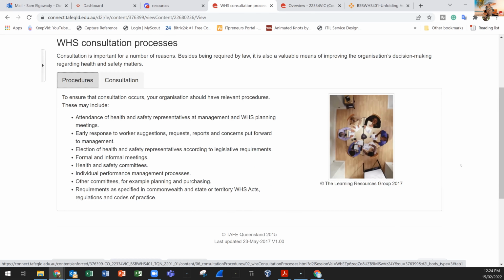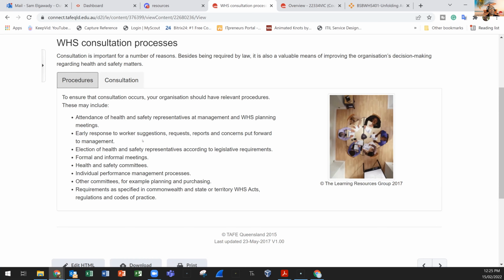So, election of health and safety representatives according to legislative requirements, formal and informal meetings. Some of you mentioned that in the previous session. Health and safety committees. Of course, we have a department for health and safety with full structure and team members and managers. In our organization, individual performance management processes. So we have processes for individual performance. Other committees, for example, planning and purchasing, what we are going to purchase over the coming year related to WHS or improving our WHS. Requirements as specified in Commonwealth and state or territory WHS acts, regulations, and codes of practice. We must adhere to that.